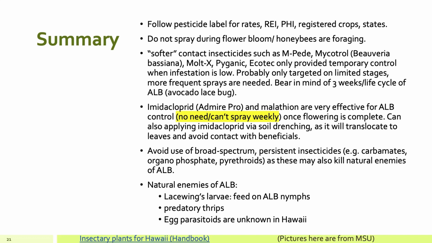And then avoid use of broad spectrum persistent insecticides like carbamates, organophosphates, and pyrethroids, because they can also harm some of the natural enemies. These natural enemies include lacewings, predatory thrips, and egg parasitoids, which might not be known in Hawaii.